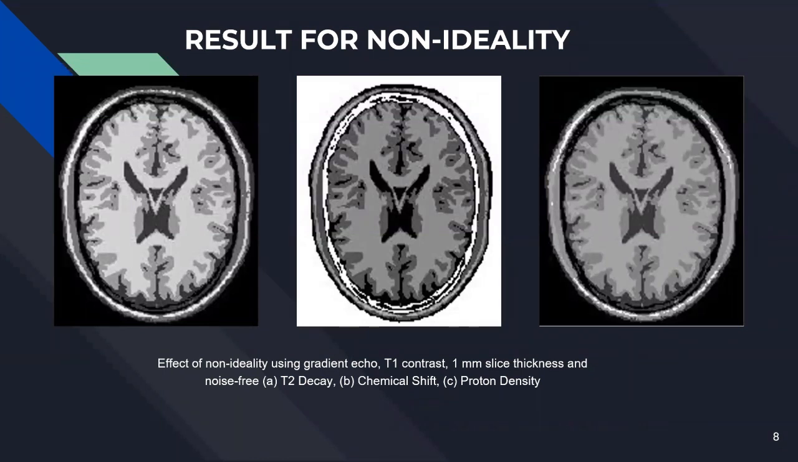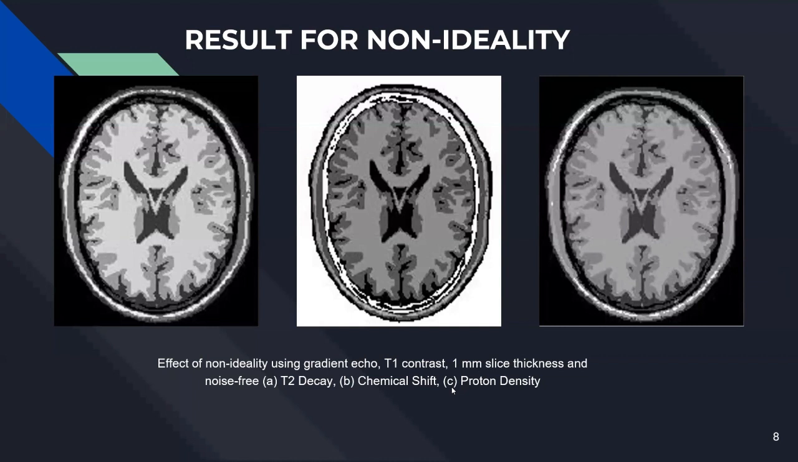As my friend mentioned, we worked on 5 different parameters and present them with different combinations in the following slides as results. For results of non-idealities, we used T1 weighted contrast with gradient echo pulse sequence. We used 1 millimeter slice thickness and noise free in all three of these images. In the first image, we only used T2 decaying non-ideality, in the second, we used chemical shift, and in the third, we only used proton density non-ideality.